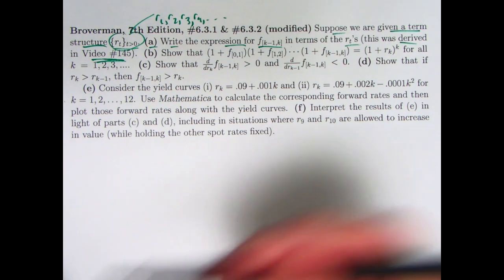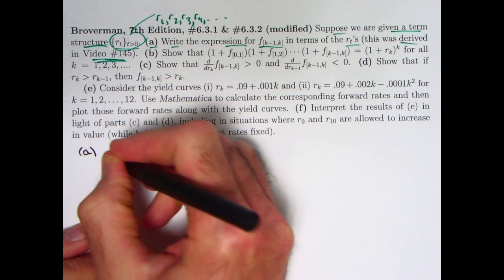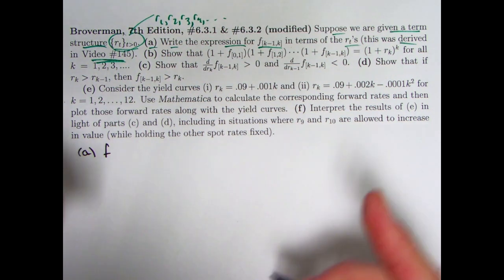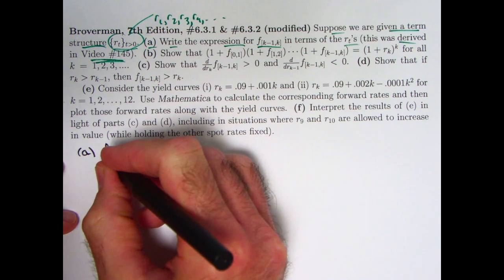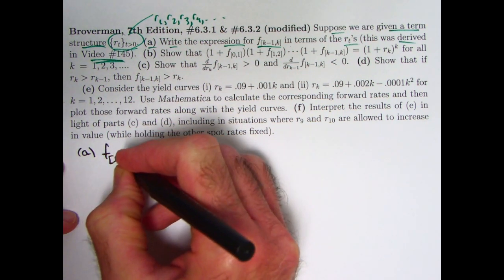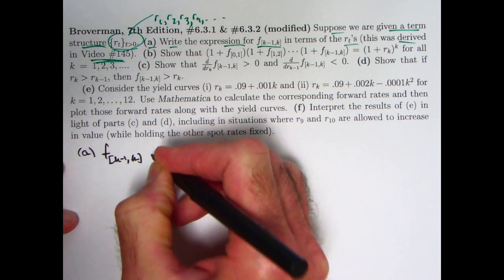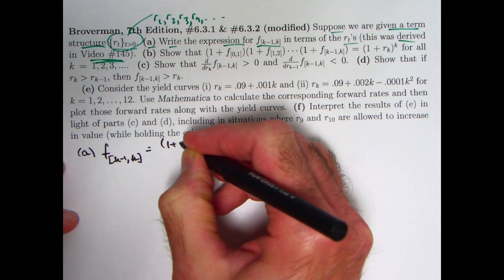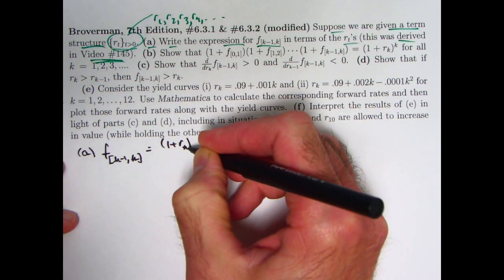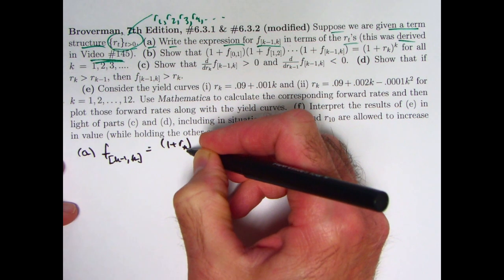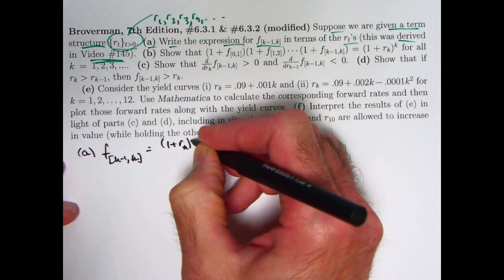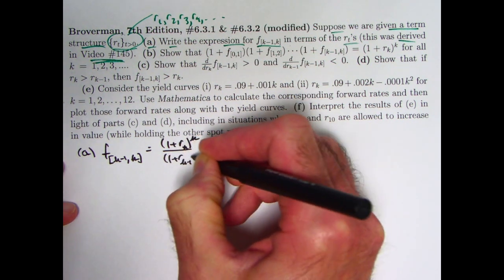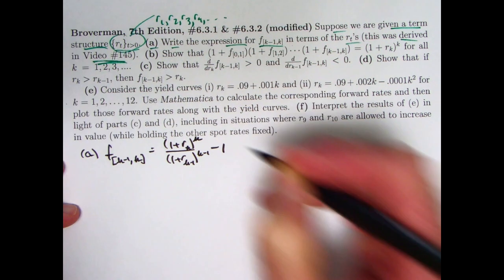So the formula for part A, I'm going to do more than just write it down. I'm going to write it in a few different ways because these different ways will be helpful in doing the other parts of this problem. The formula for the forward rate in effect from time k minus 1 to time k, in terms of the term structure here, is 1 plus the spot rate R_k, which is the effective annual yield on a zero coupon bond for say k years, to the kth power divided by 1 plus R sub k minus 1 to the k minus 1 power, all minus 1.